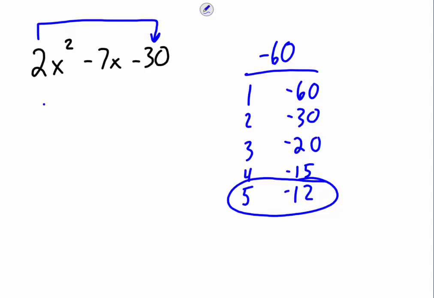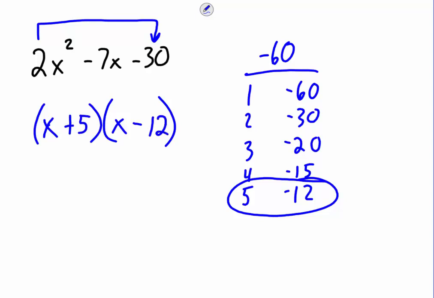So I'm just going to take two sets of parentheses, an x in the front of both of them, and write down the two factors. So it's a positive 5 and a negative 12. Now, this is not done yet, but this is kind of just like we normally would do, except that because we have that leading coefficient, things are still going to have to happen.